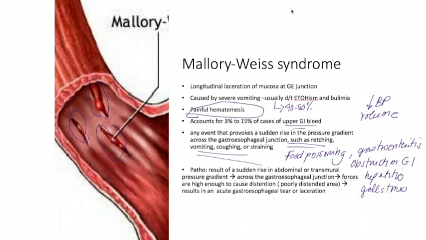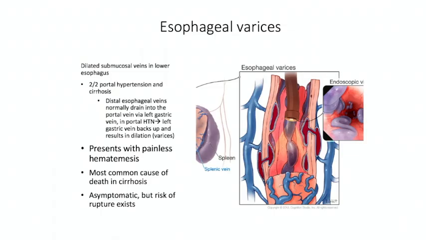So when we would be working this up, of course, you would get a CBC to see the degree of anemia. You would look at kidney function, LFTs, what are your clotting times, chest x-ray, and then of course we would be going to an EGD. When we look at the other thing that would present as hematemesis, then we would be talking about esophageal varices. The main way that you would differentiate Mallory-Weiss versus esophageal is that it is painful versus painless. So with esophageal varices, we get painless hematemesis.